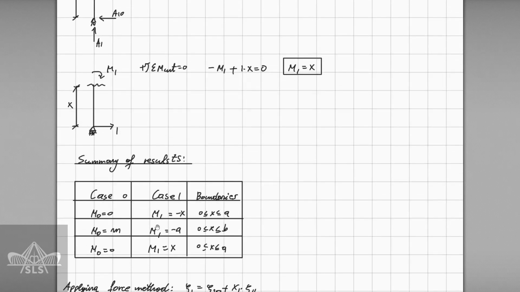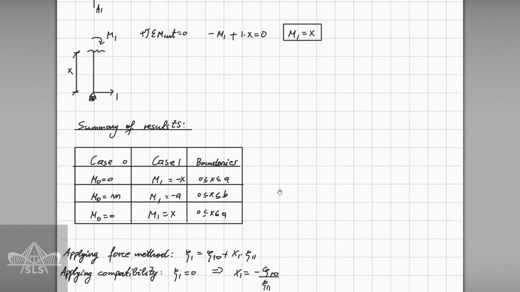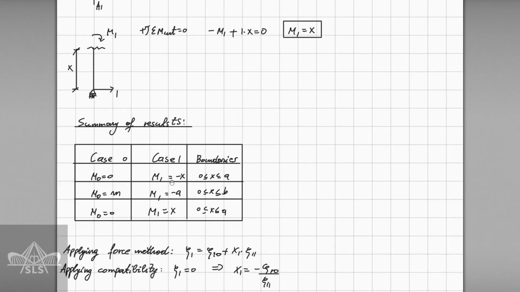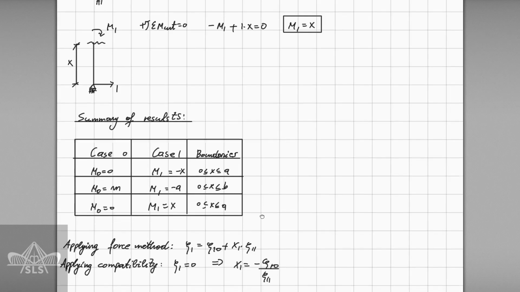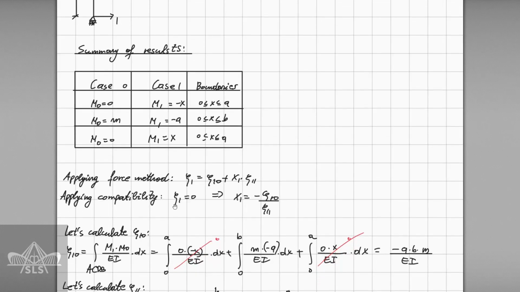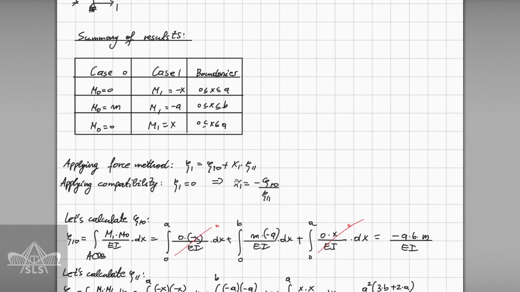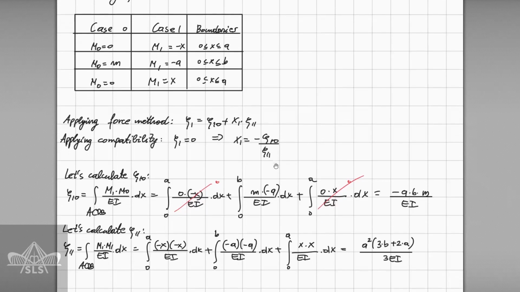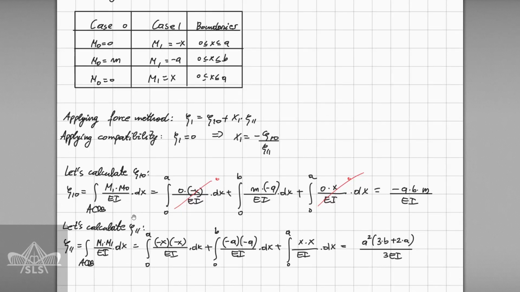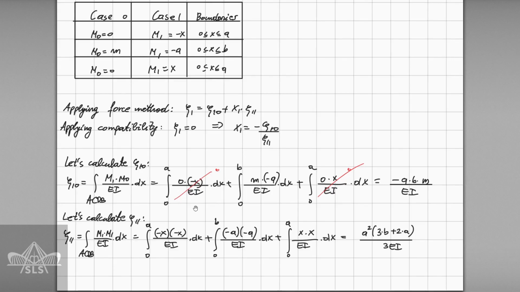Here we have a summary of results for each of the cases. Case 0, these are going to be the bending moment functions with the given boundaries, and the same thing is valid for case 1. We have the given bending moment functions for these boundaries on our structure. Next, we apply the force method, and from the compatibility, we get that our equation is going to look like this.